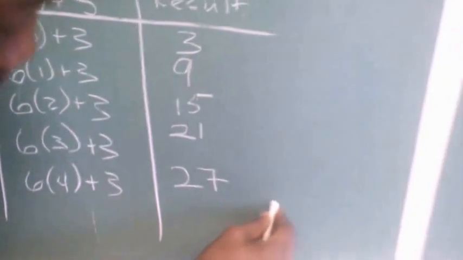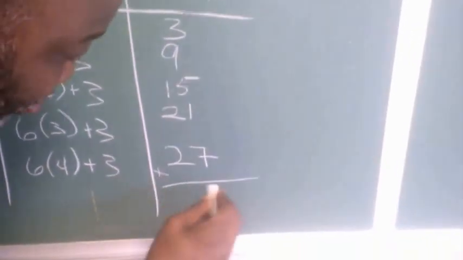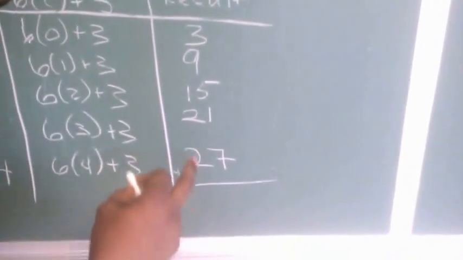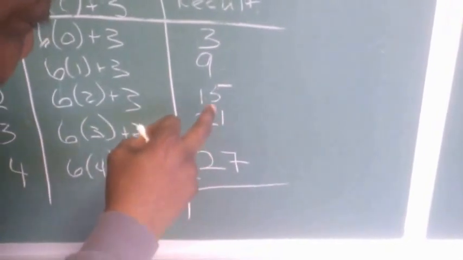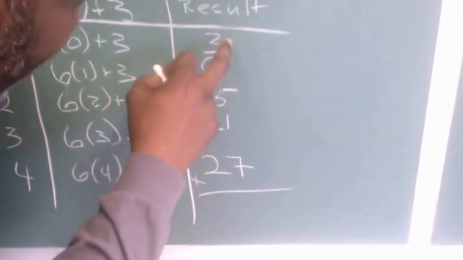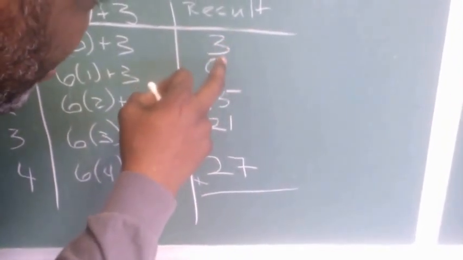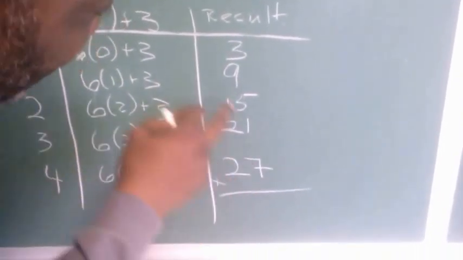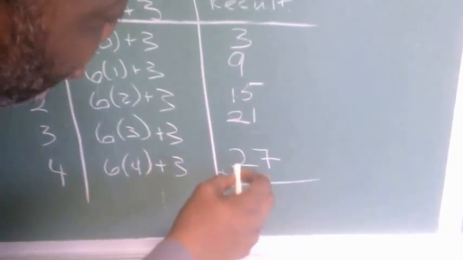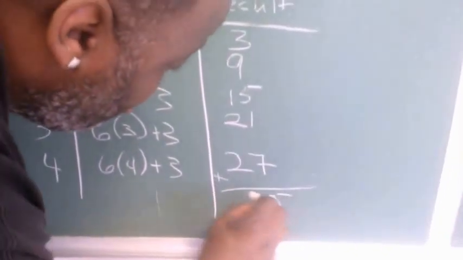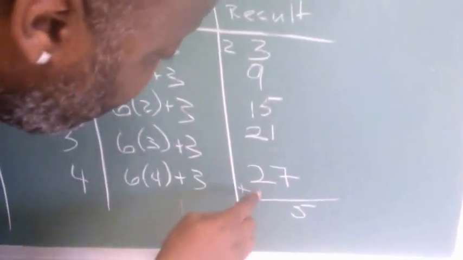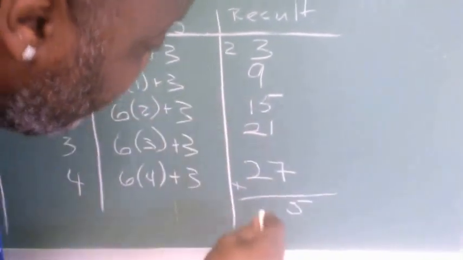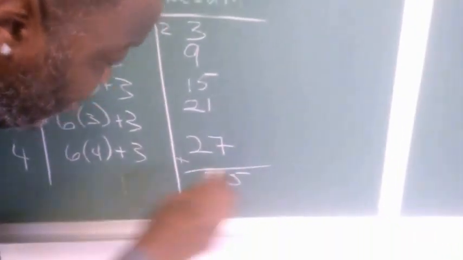Oops, I forgot one major part. You must add the accumulative total at the bottom. So that's 3, 9, 15, 21, 27. Adding them up, put the 5, carry the 2. 2 plus 1, 4, 6, 7. So that's your cumulative frequency. It's 75.